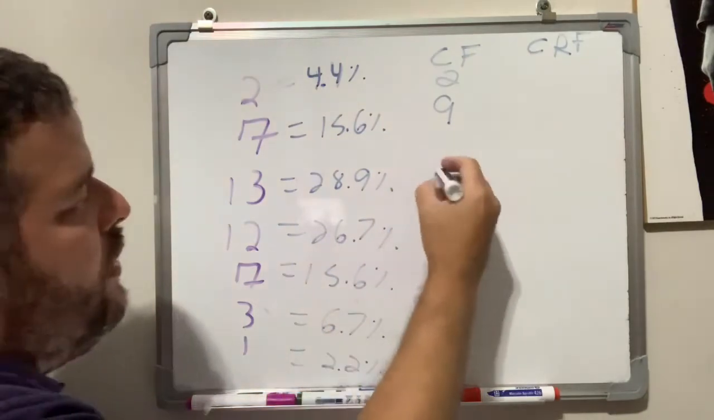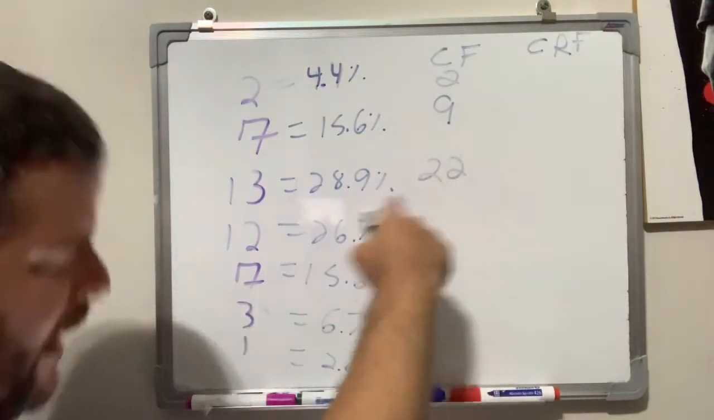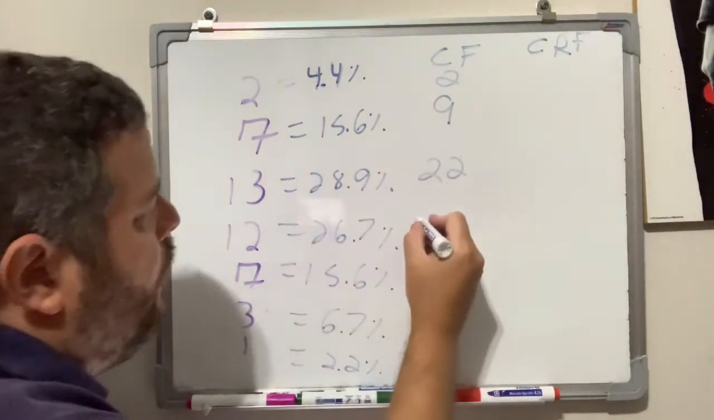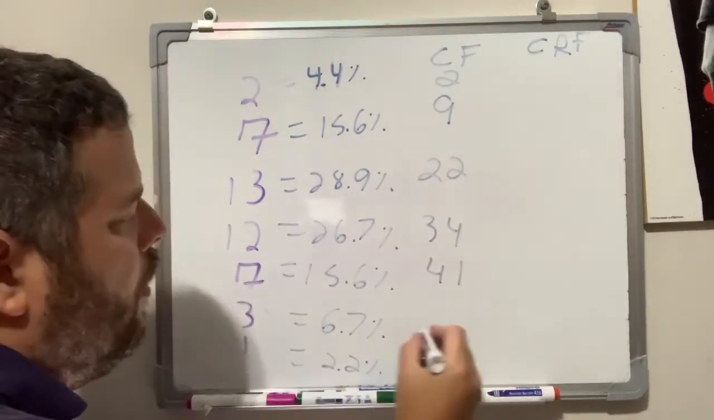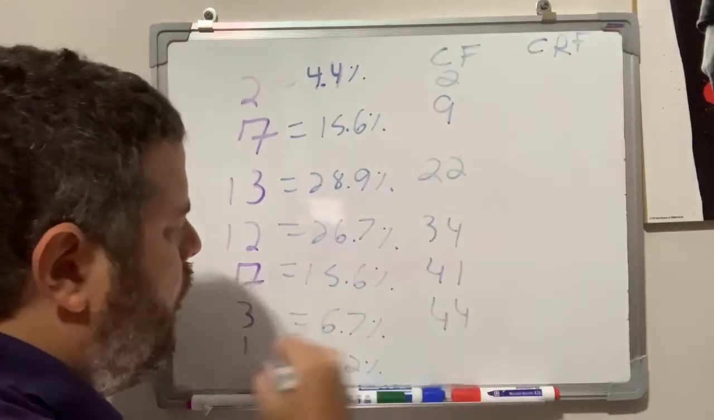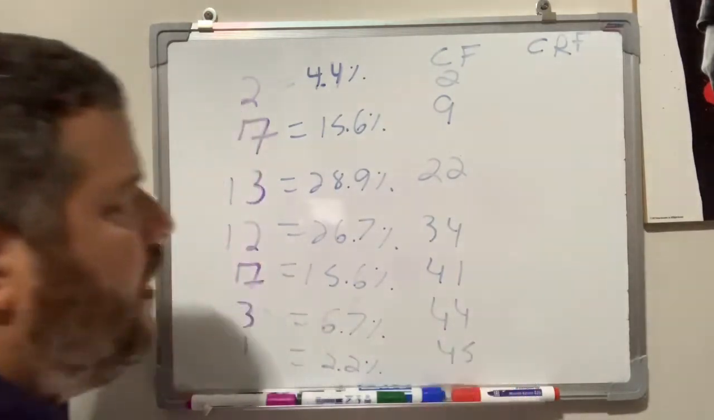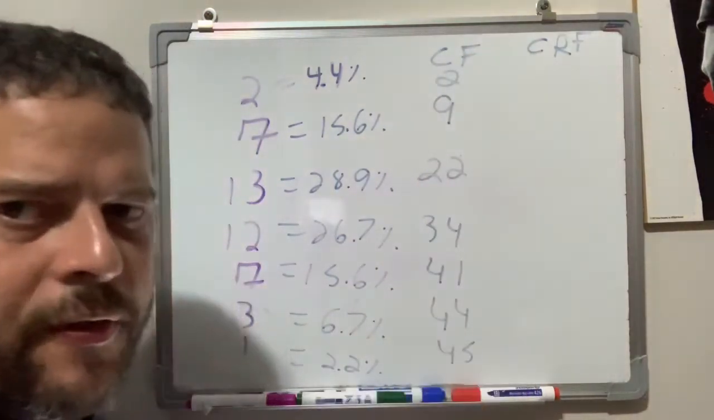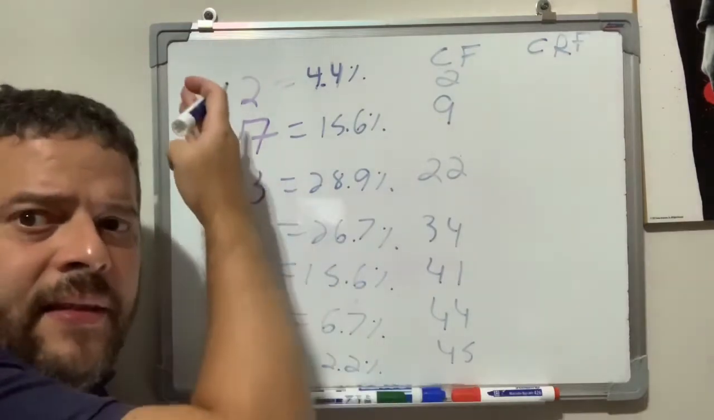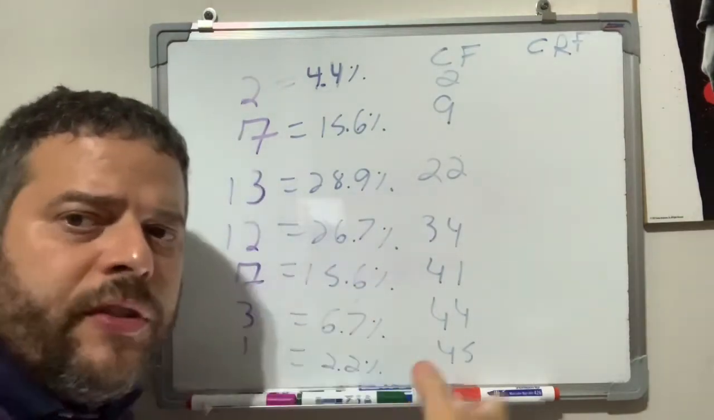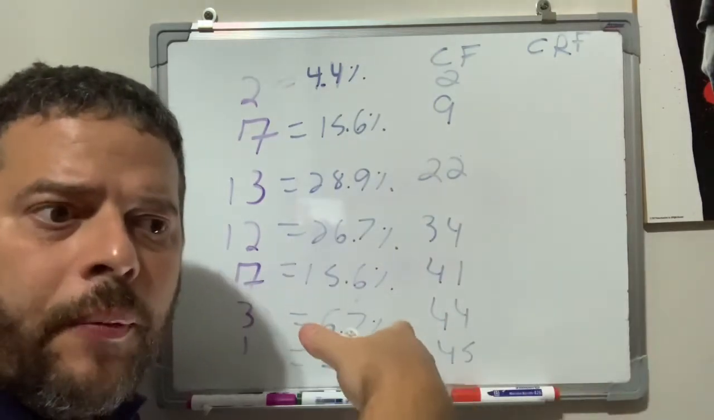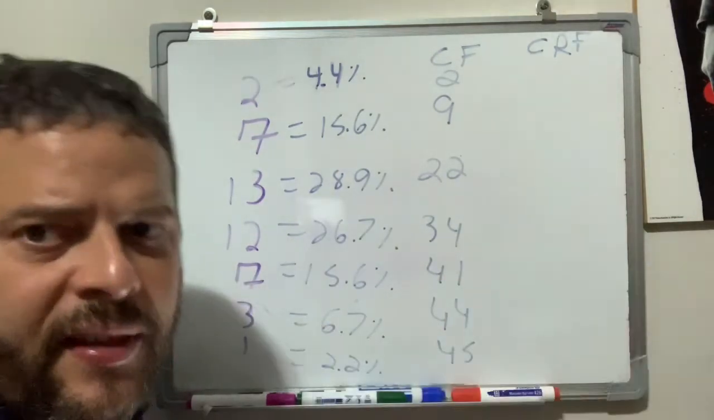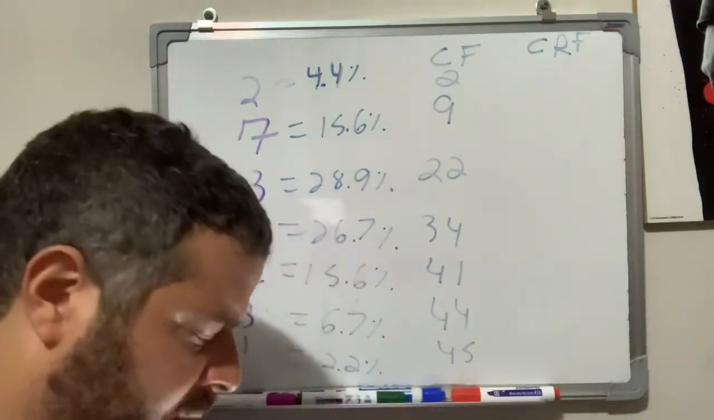It would be 22. Then when I add 22 and 12, it would be 34. Plus 7, 41. Plus 3, 44. Plus 1, 45. This would be the cumulative frequency. It's kind of like the actual frequency, only we keep adding the values as the intervals go more to the right, so the next interval includes the previous values.